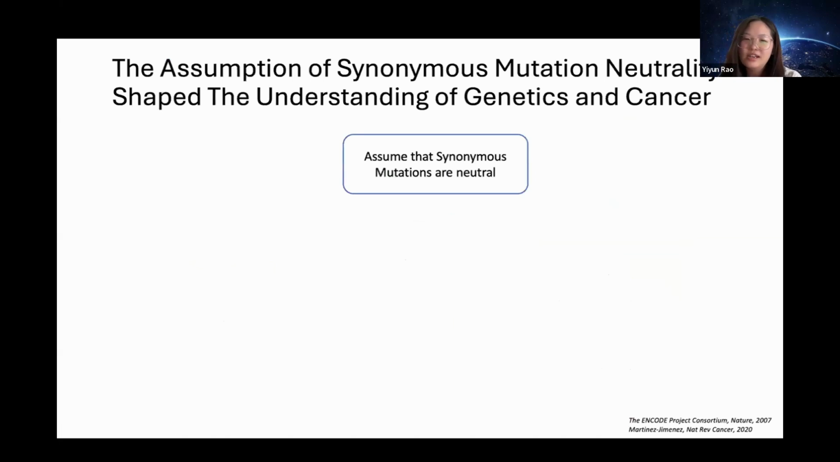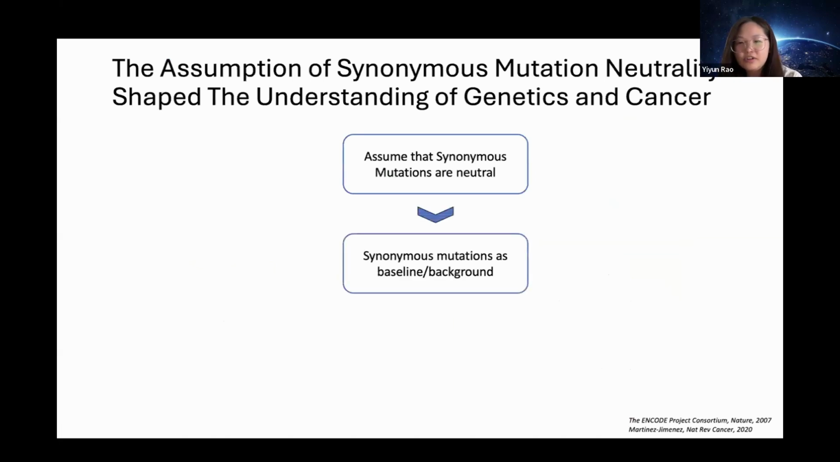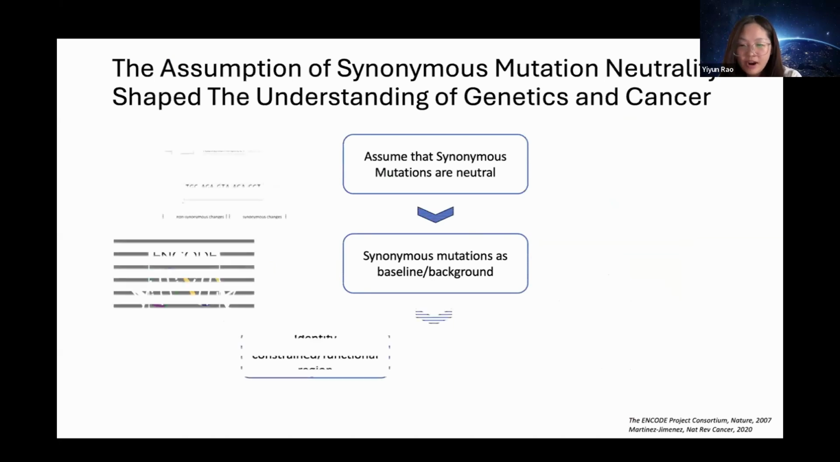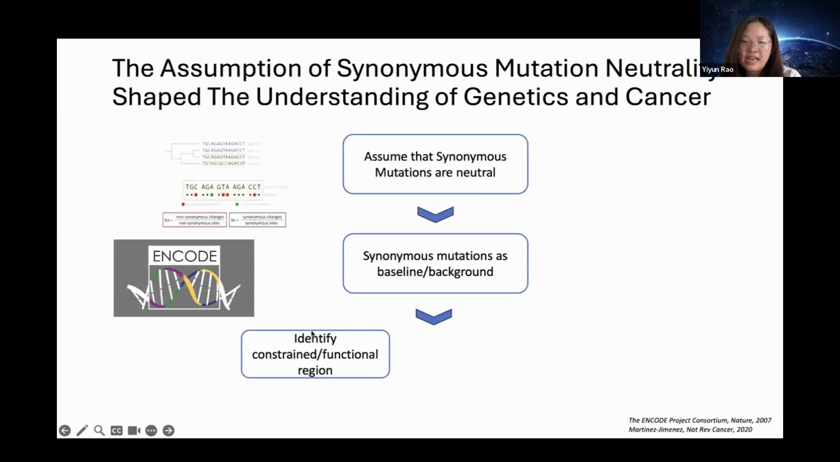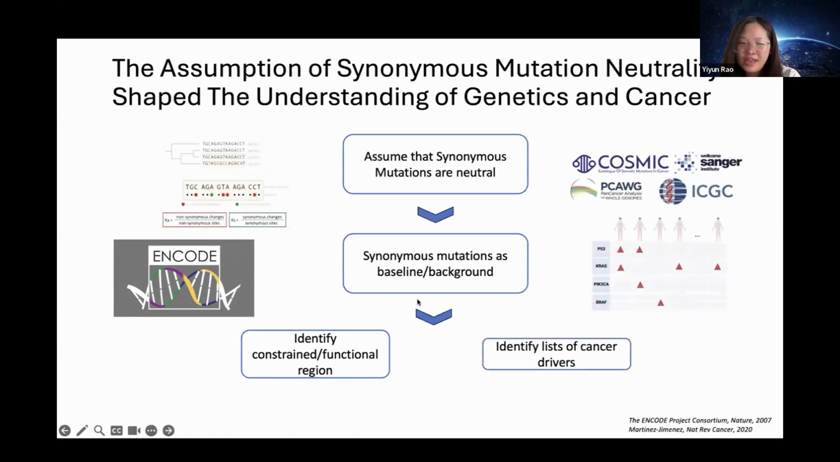This assumption allowed synonymous mutations to serve as a kind of baseline or background. In comparative genomics, scientists use synonymous sites as neutral references to identify constrained or functional regions of the genome. And in cancer genomics, synonymous mutations have been labeled as passenger mutations. They're just hitchhiking, and they were used to build baseline mutational models. From there, researchers derive lists of cancer driver genes, which has guided cancer research for the past 2 decades. So our question is, what if this assumption is wrong?